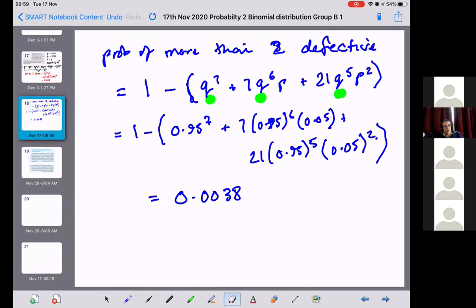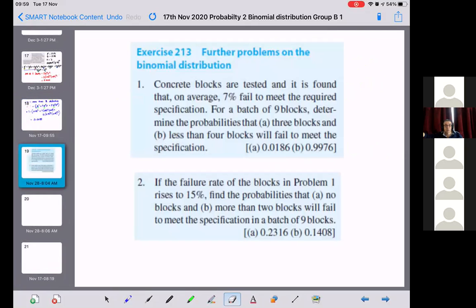And on the next page, there are a couple of further problems for you to have a go at. So concrete blocks are tested, on average 7% fail. For a batch of 9 blocks, determine the probability of 3 blocks, and less than 4 blocks, failing to meet the specification. And then we have the failure rate rising to 15%. Find the probabilities that no blocks and more than 2 blocks will fail from 9. Okay, so a couple of questions for you to practice what you've been doing this morning.